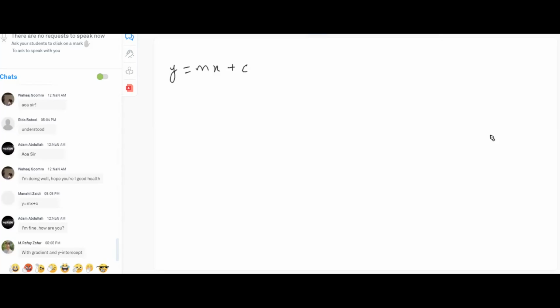Okay? Now what do this m and c represent? That is what we need to understand first. Okay? Now, y equals mx plus c. This is the general form of the equation of a line. This is what we know from coordinate geometry.